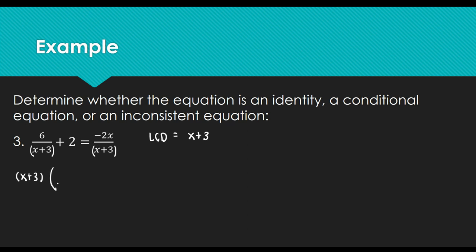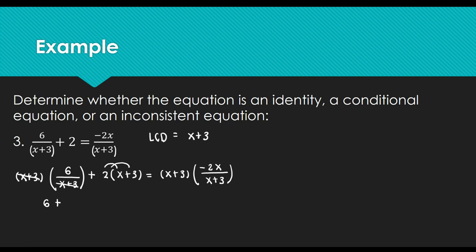So we're going to have x plus 3 times the quantity 6 over x plus 3, plus, then that 2 is also going to get multiplied by the x plus 3. And then that equals x plus 3 getting multiplied by negative 2x over x plus 3. So notice that the x plus 3's cancel with the first term, giving you 6. I'm going to distribute that 2 to give me then 2x plus 6. And on the other side, the x plus 3's cancel, and that gives me negative 2x. So if I start simplifying this, notice that I can combine like terms, and I can get 6 and 6 to be 12.